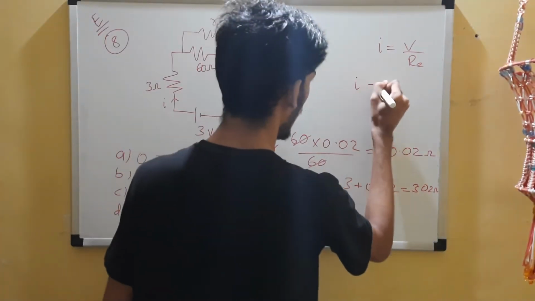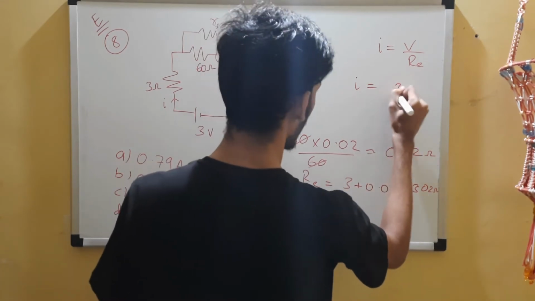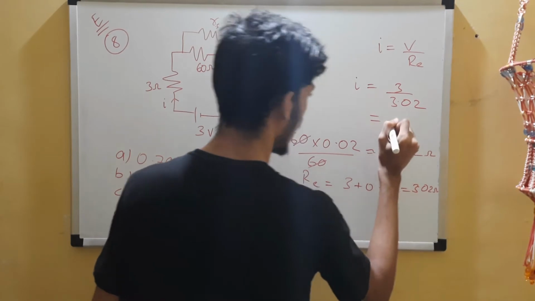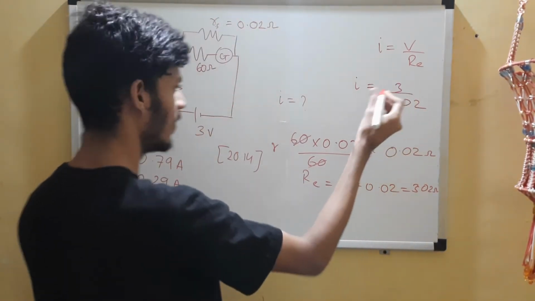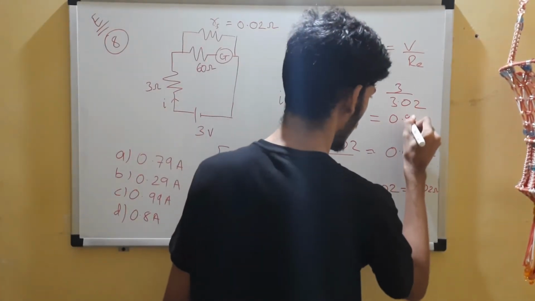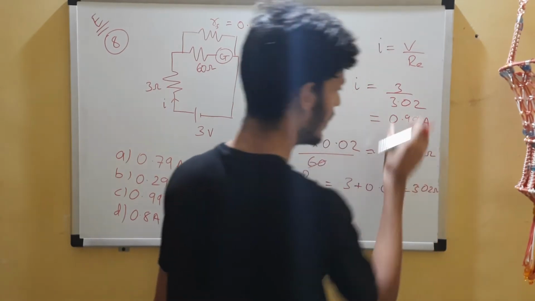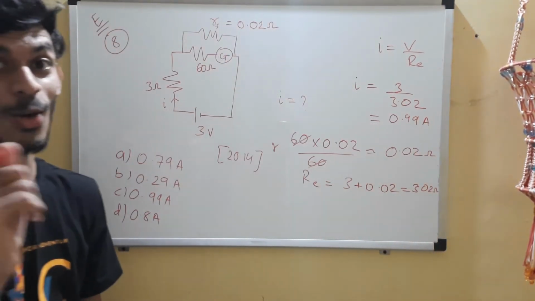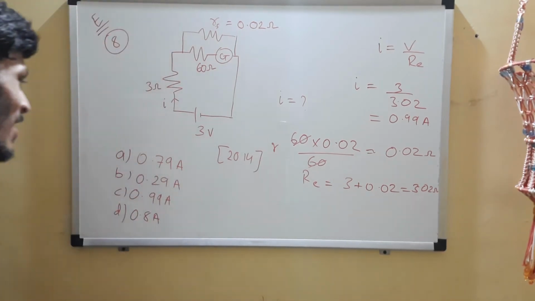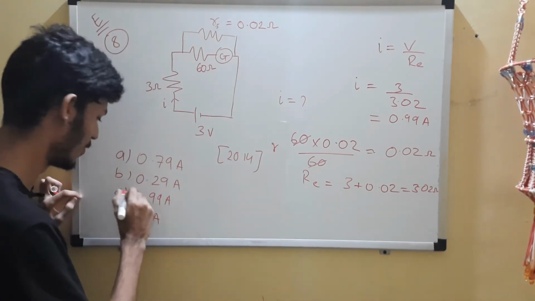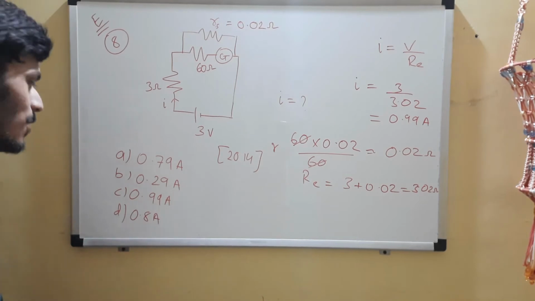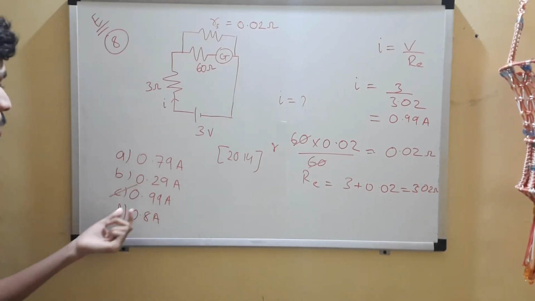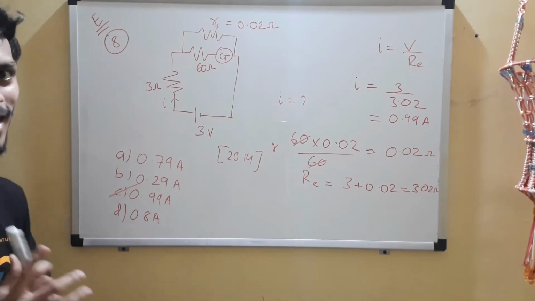So the current will be given as 3 by 3.02, which will be approximately very close to 0.99. 3 divided by 3.02, almost close to 1, right? But not 1. I hope you are getting that point if you listen to the conceptual aspect very clearly. So option C, 0.99 amperes is the correct choice over here.